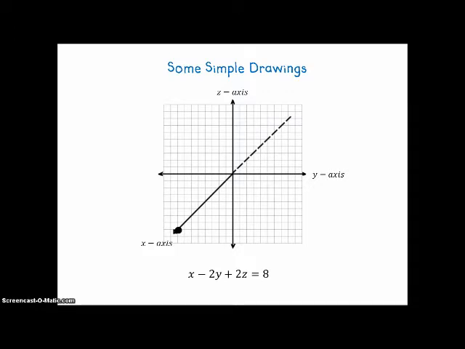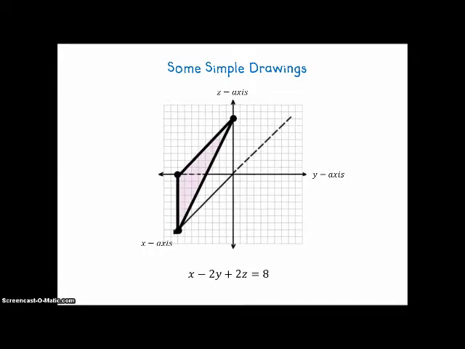And again, I'm going to use 2 blocks per unit. So we'll count 8 blocks in the negative direction on the y-axis. And finally, when x and y are 0, z will be 4. And again, that's 8 blocks up the z-axis. Connect the dots, and there's a triangular portion of that plane.